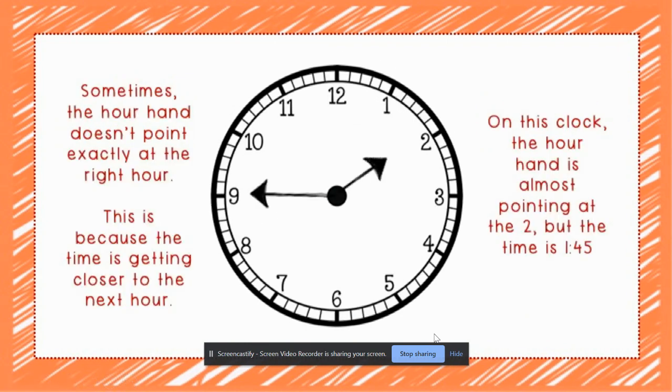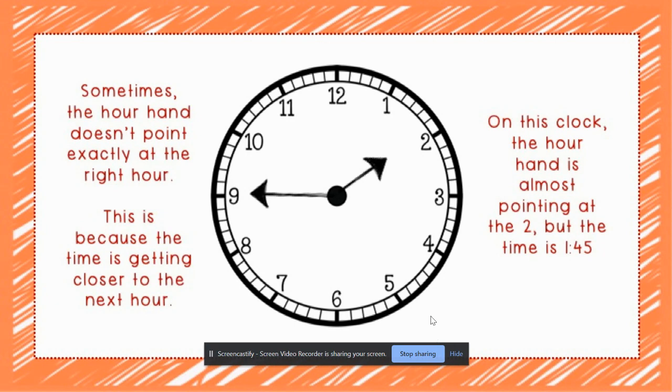Sometimes, remember, the hour hand doesn't point exactly at the right hour, and that's because the time is getting closer to the next hour. So when we did this in class, we talked about if that hour hand is in the middle or in between two numbers, we always go backward.